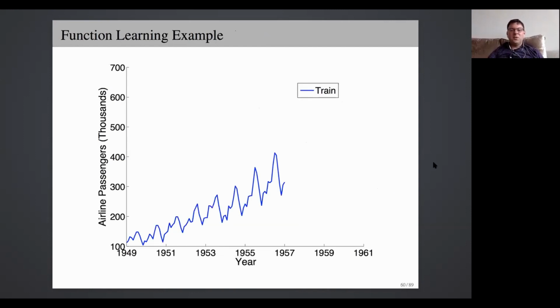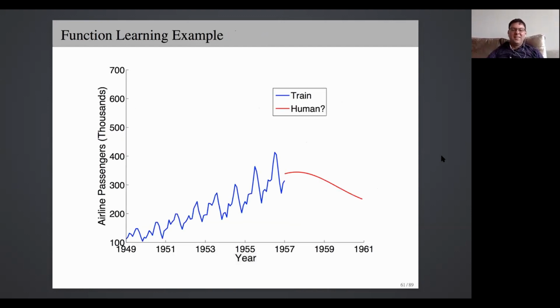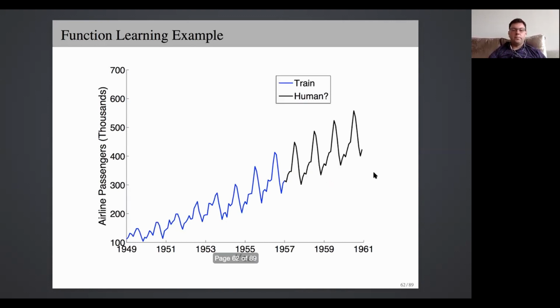Okay, so let's return to the airline passenger number example. Here we've just joined the observations together into a curve. And let's consider various different possible fits and whether we believe them to be reasonable or not. So if we have this red curve here, would you think that this is a reasonable description of the data? No, almost certainly not. That's what we get from a GP with an RBF kernel. We see that it's just smoothing this, in this case, quite a lot and reverting to a prior mean.